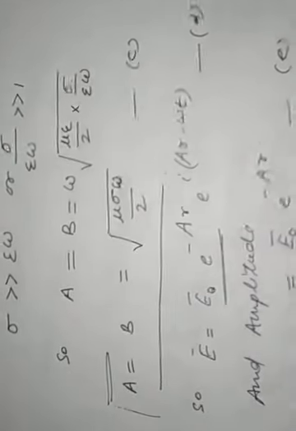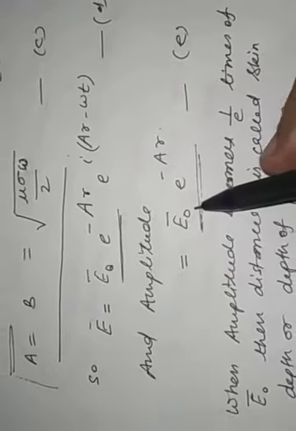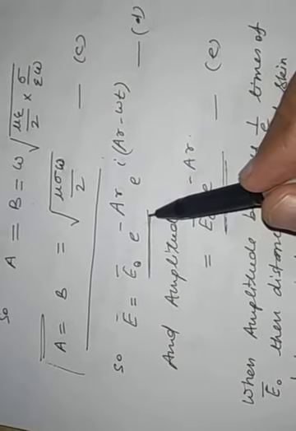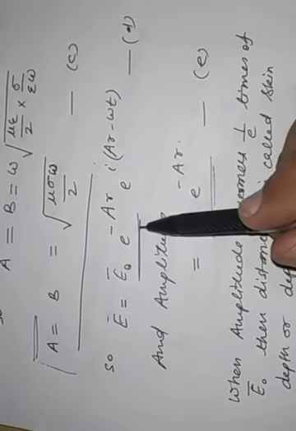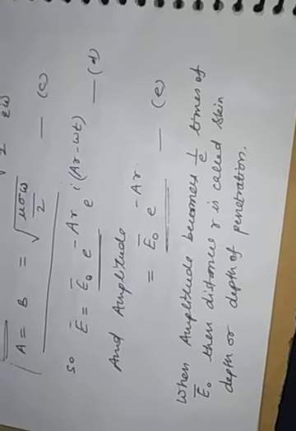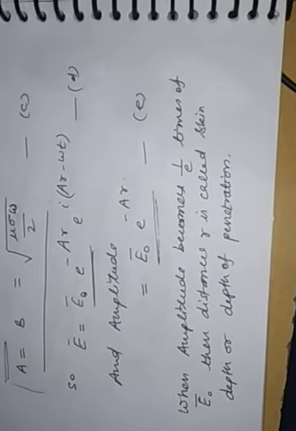So over here we can get the general solution, and the amplitude becomes E naught e to the power minus AR, which is the amplitude part. When we say the amplitude of the wave is there when the wave is moving in any medium, there is a factor known as the skin depth or depth of penetration, up to which the wave can propagate in a proper manner.